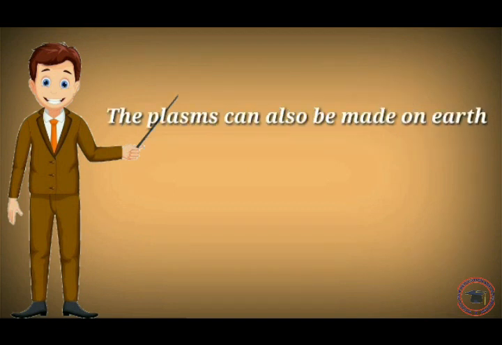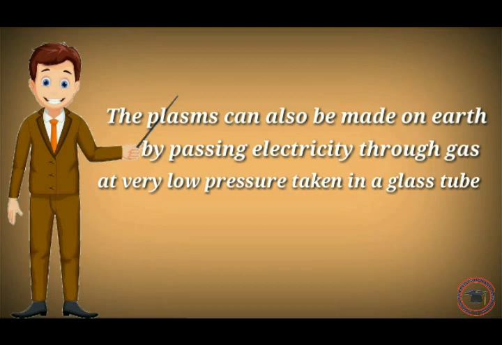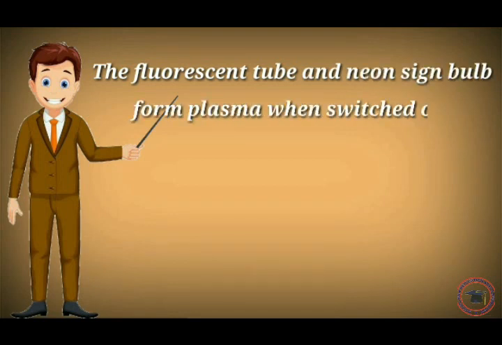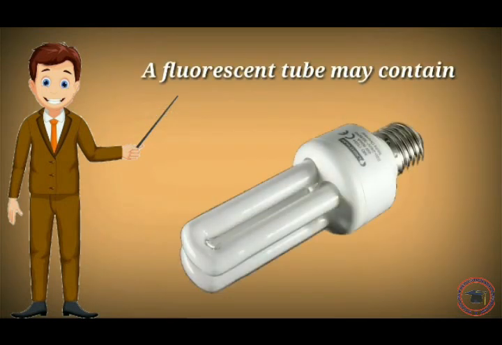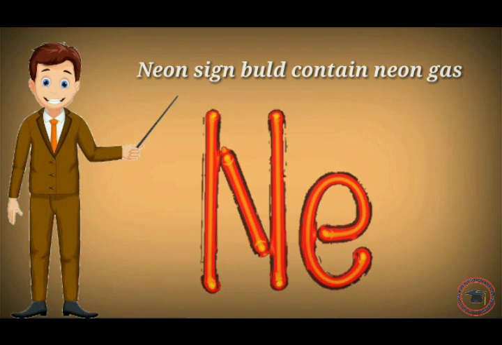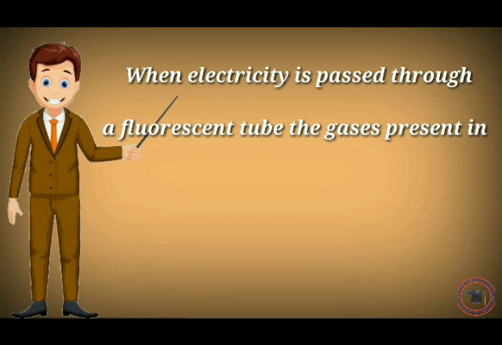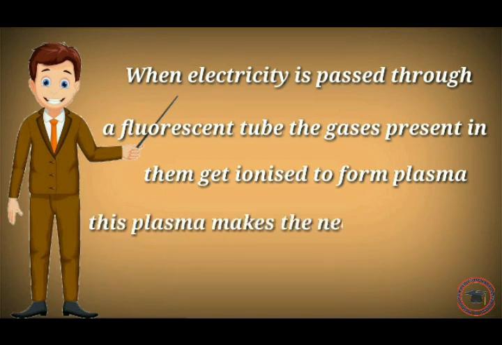Plasma can also be made on the earth by passing electricity through gases at very low pressure taken in a glass tube called a discharge tube. The fluorescent tubes and neon sign bulbs form plasma when they are switched on. A fluorescent tube may contain helium gas or some other gas, and a neon sign bulb contains neon gas. When electricity is passed through a fluorescent tube, the gases present in them get ionized to form plasma. This plasma makes a fluorescent tube or a neon sign bulb glow.